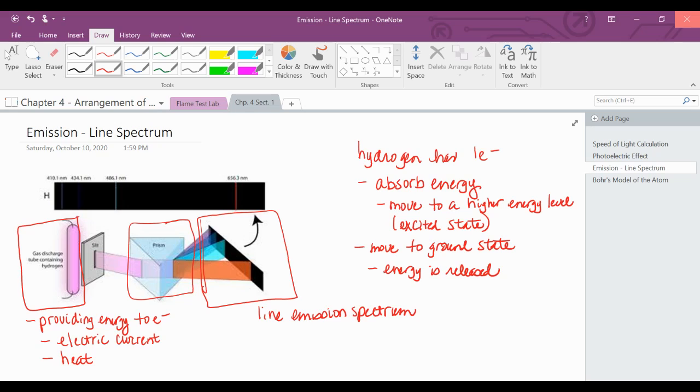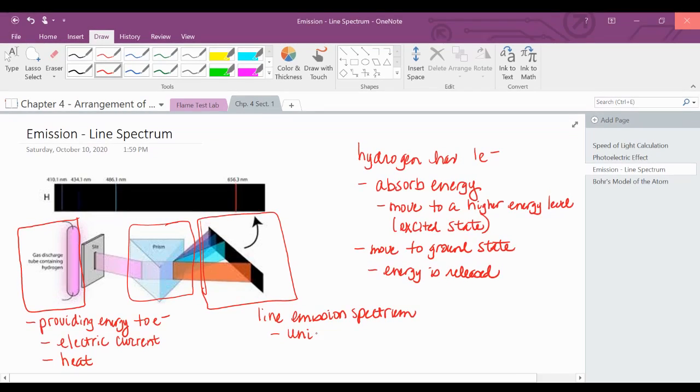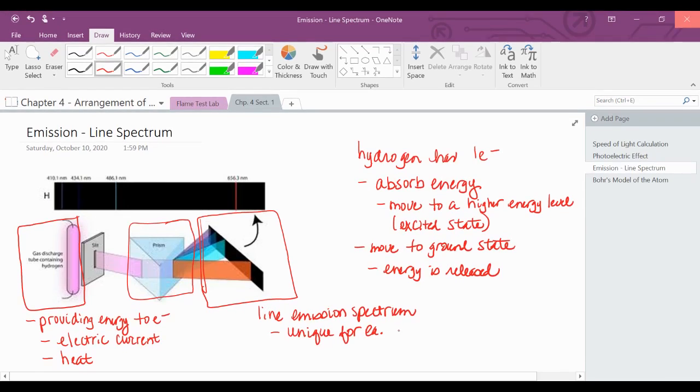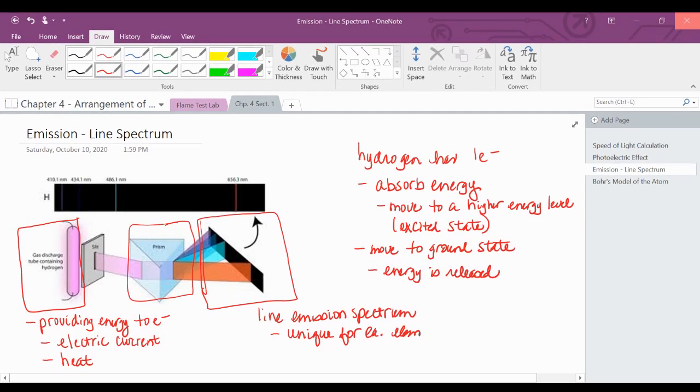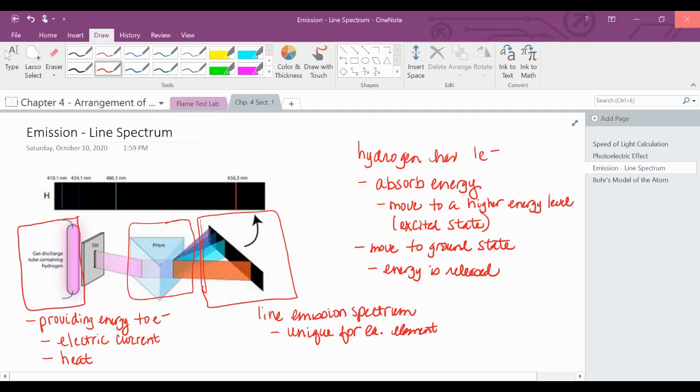And so line emission spectrums, these are unique for every element on the periodic table. So the best analogy I can give for this is you have fingerprints that help identify who you are. Right? The line emission spectrum for an element is like their fingerprints. That's how we identify elements. So this is what astronomers use in order to determine what elements make up specific stars.